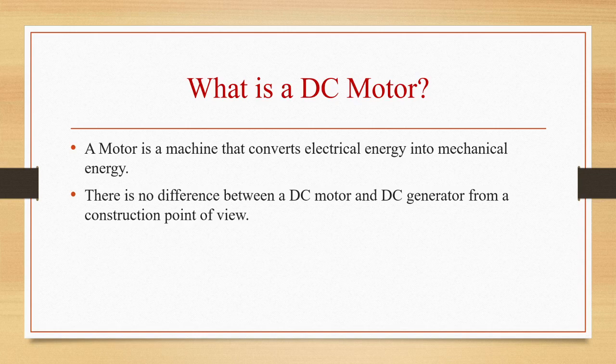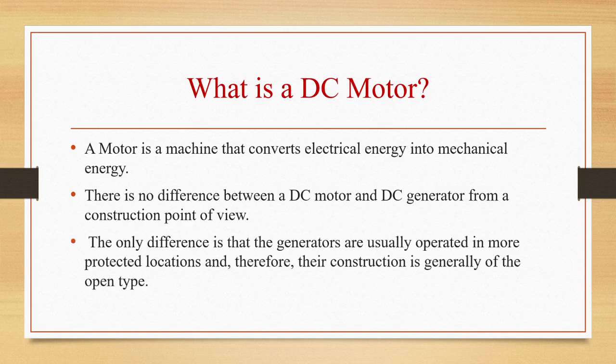So what is a DC motor? DC motor or motor is a machine which converts electrical energy into mechanical energy. So only difference between generator and motor is that generators are usually operated in more protected locations, and therefore their construction is generally of the open type. So main difference between the generator and motor is that generators are usually operated in more protected locations, and that is why their construction is generally of open type.